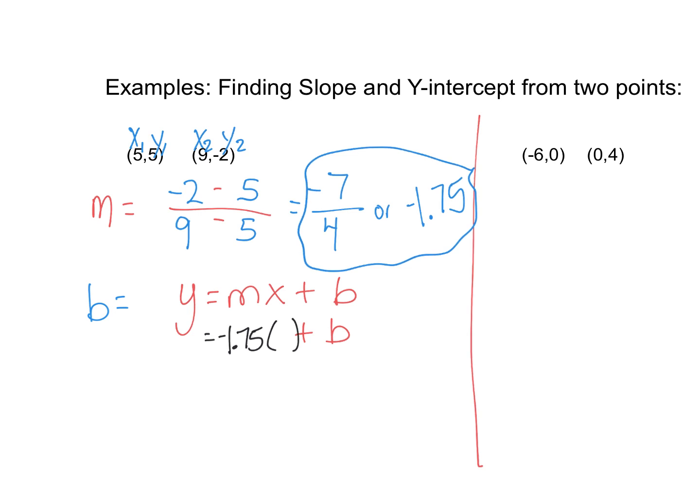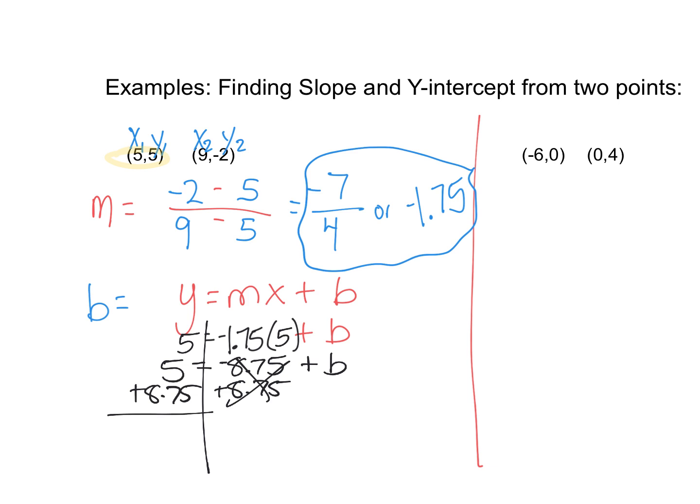5, 5 is probably the easiest one to work with from up there. So I'm going to put 5 in for x, 5 in for y. And then we're going to solve that. So I'm going to do 1.75 times 5, or negative 1.75 times 5. And I get negative 8.75. And then to get b by itself, I just have to add 8.75. And that gives me 13.75 for b. So my b equals 13.75.